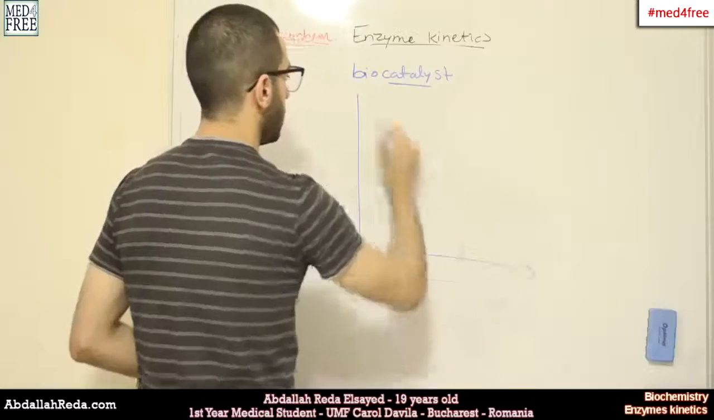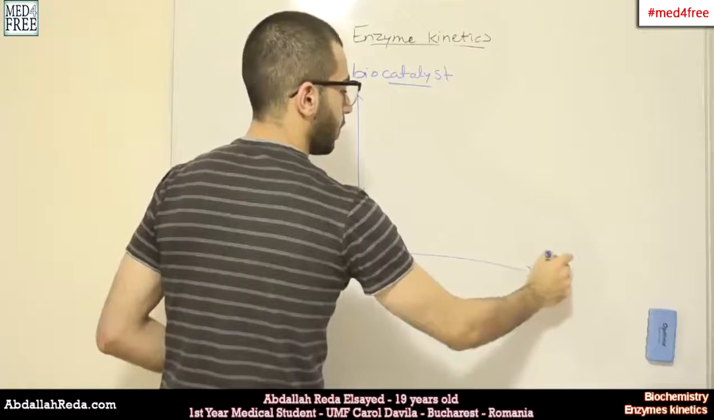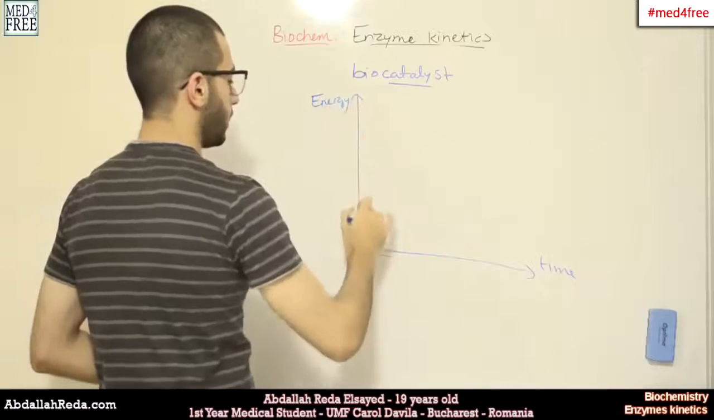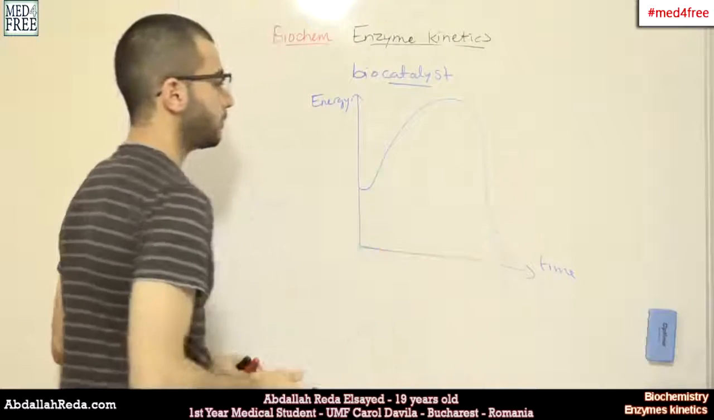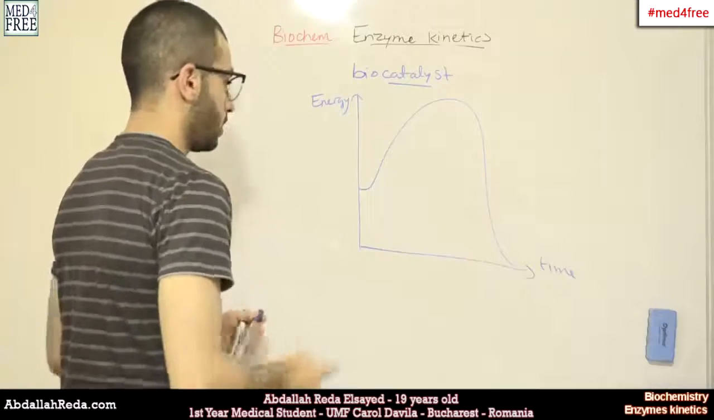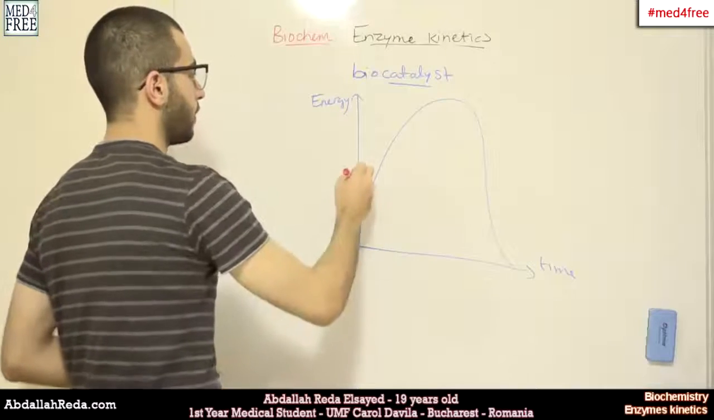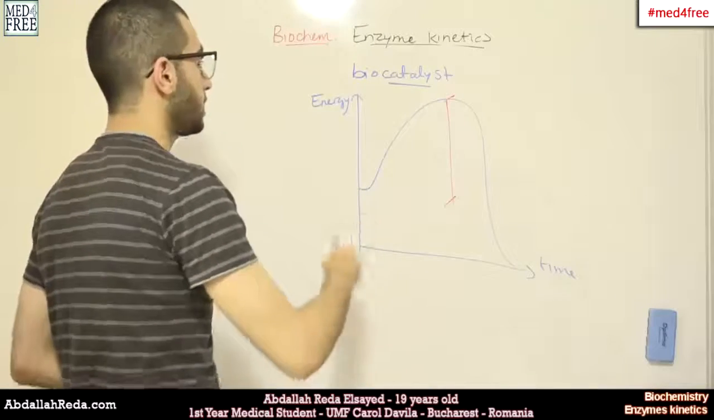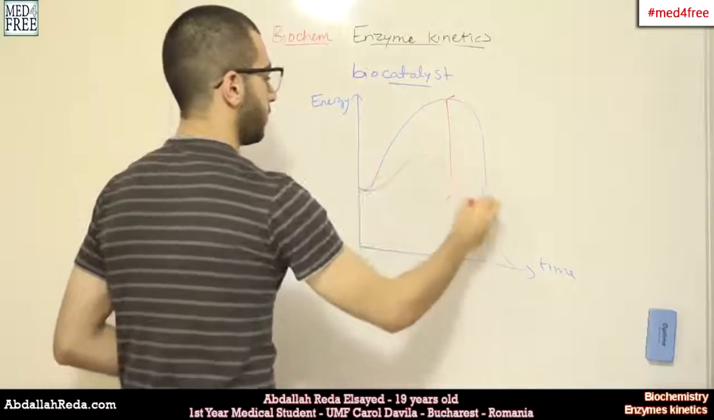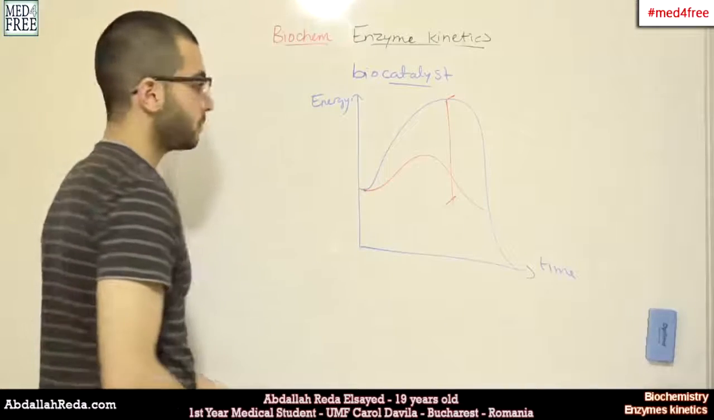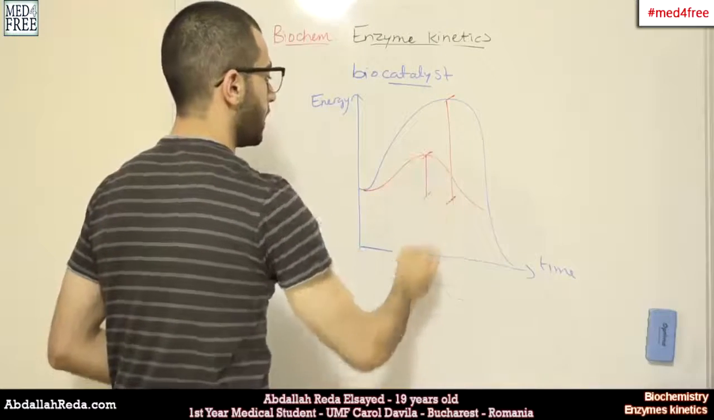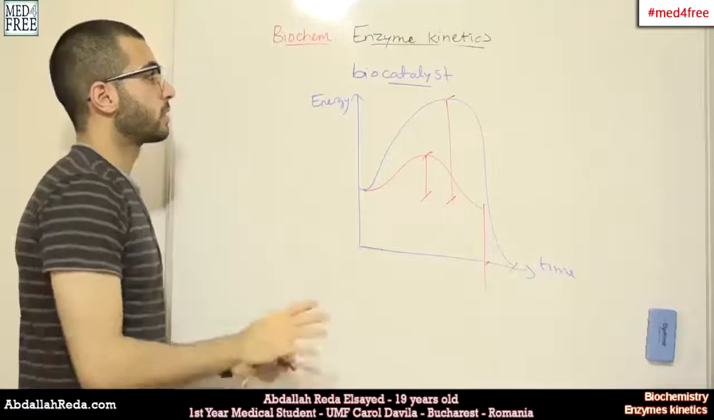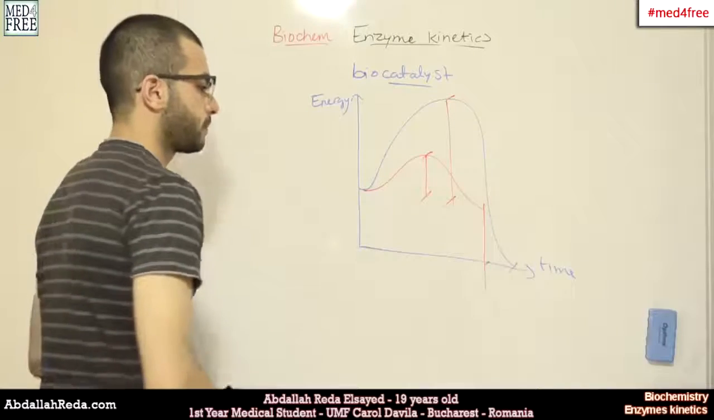For example, if this is the time of the reaction and this is the energy, normally a reaction could go like this and end up here with this much energy. By using the enzyme, it can be something like this, using this much energy and less time. So this is basically the role of enzymes.